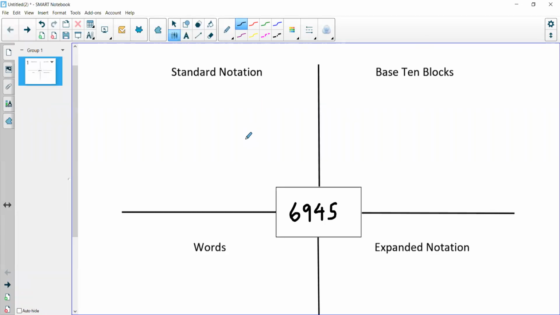Today I want to show you 4 ways to represent a number. Let's look at 6,945 as an example. We're going to start with standard notation.